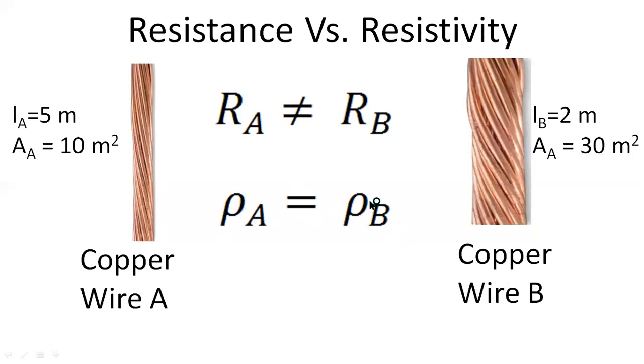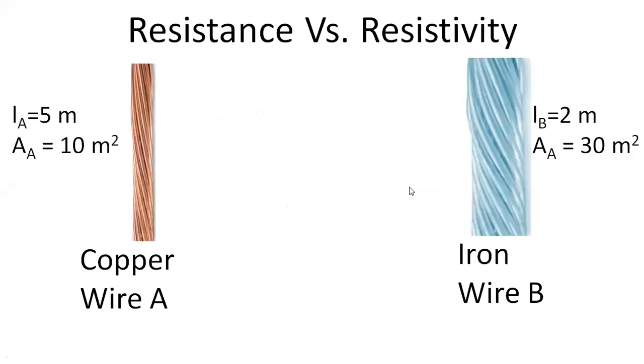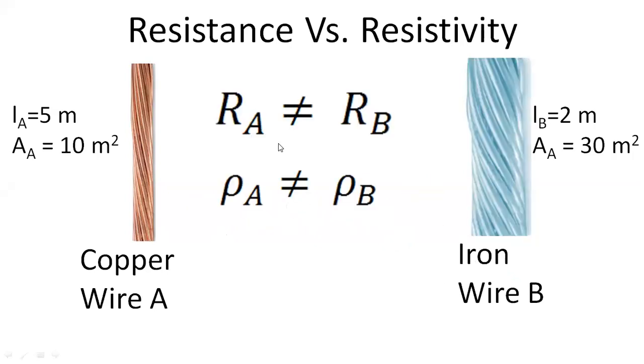Earlier both were copper wires, so resistivity of both was the same. But in this case, one is copper wire and one is iron wire, so definitely resistances are different because length and area are different, but resistivity will also be different, because the material is changing. I hope the concept is clear between resistance and resistivity through this example.